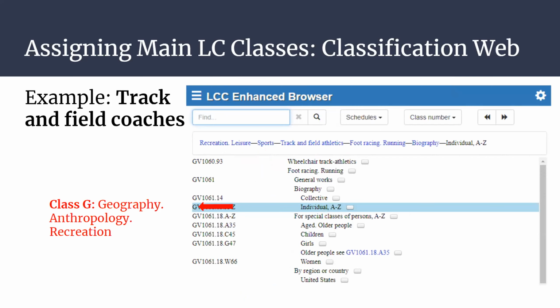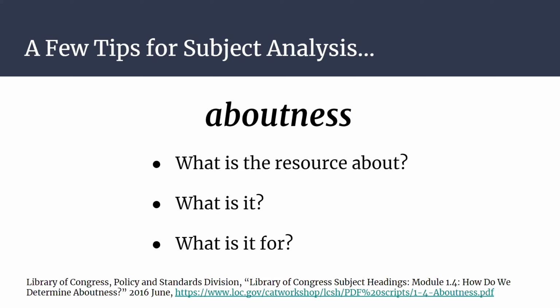Catalogers like to use the term aboutness. What is a resource about? What is it? And what is it for? Consider this when you are analyzing your topical terms. Why would a particular term have been attached to a collection? Also keep in mind that subjects are specific and are chosen to capture the essence of the topic of a collection or resource.